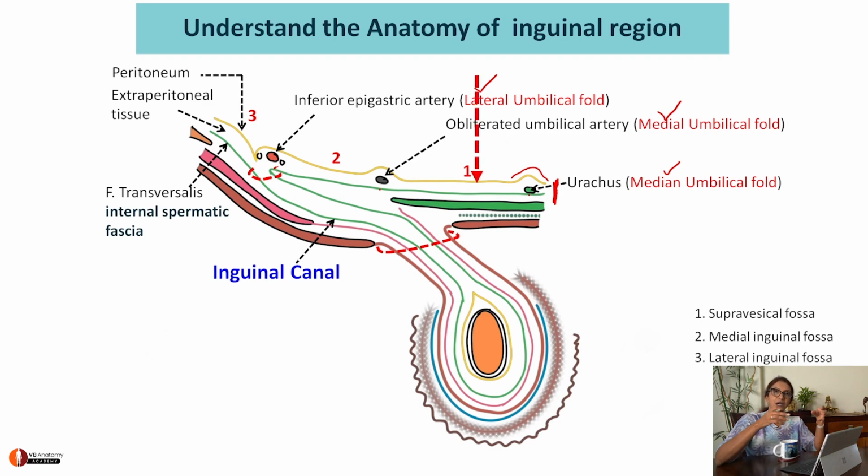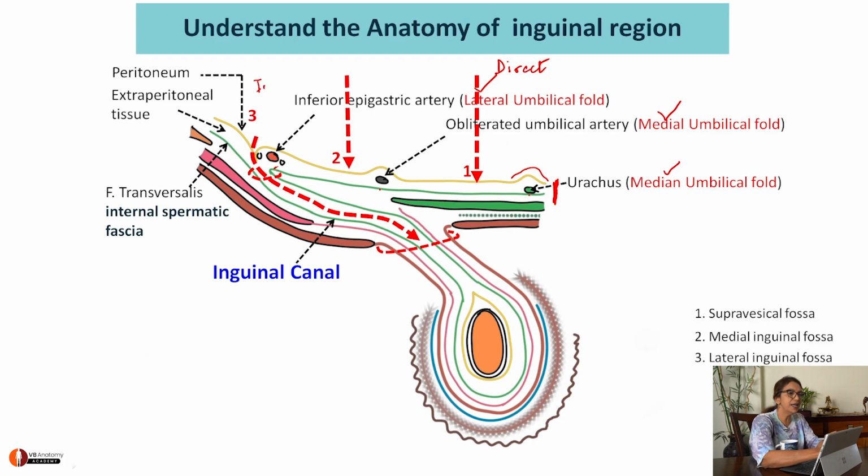If a hernia develops passing through 1 or 2 coming forwards, you call that as a direct inguinal hernia. If a hernia develops passing through deep towards superficial inguinal ring, you call that as an indirect inguinal hernia. Got it? Direct from 1 and 2, indirect from 3 through deep inguinal ring.